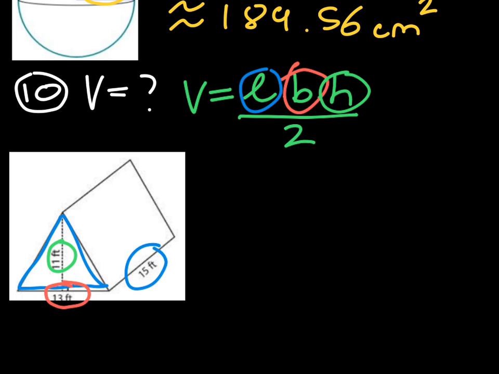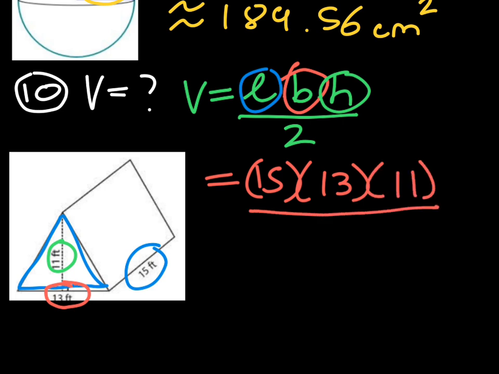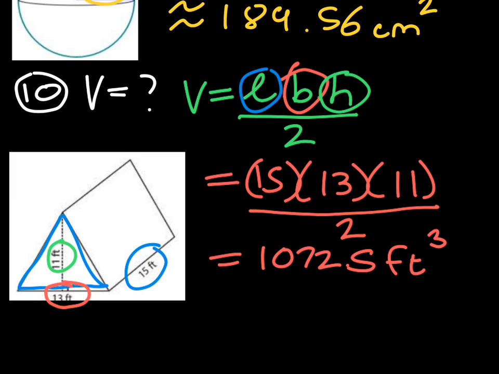Now we can substitute these values into our formula. We said our length was 15, our base we said was 13, and our height is 11, and all of that was over 2. We can type this into our calculator, and we should get an answer of 1072.5. Now remember, we were working in feet, and because we were trying to find volume, this becomes feet cubed. And that is our final answer for question number 10.